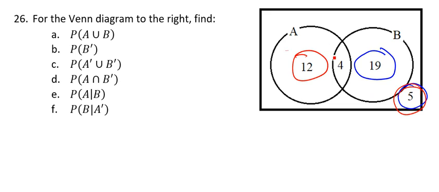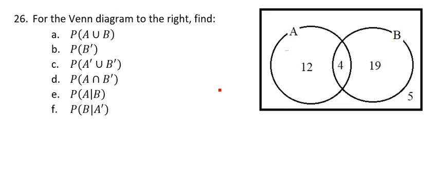So I need 12 because that stuff's not in B, plus 19 because it's not in A, and 5 because it's not in A and it's also not in B. So 12 plus 19 plus 5 is 36. So the probability of picking something that's not in A or not in B is 36 out of 40. Another way of thinking about it is it's everything except for these guys. The 4 in the middle are the only things I don't want. Erasing.